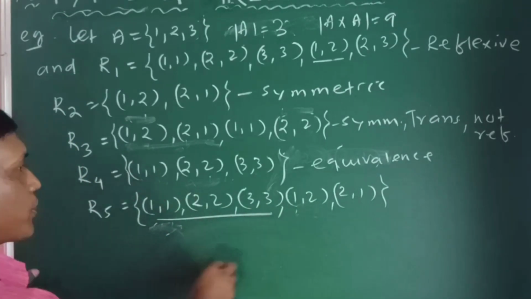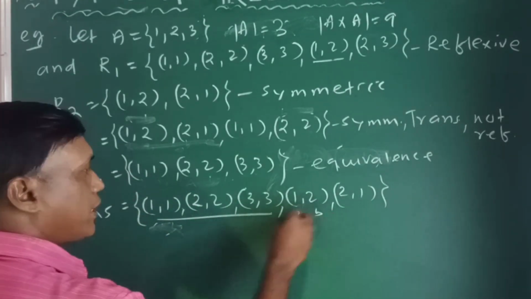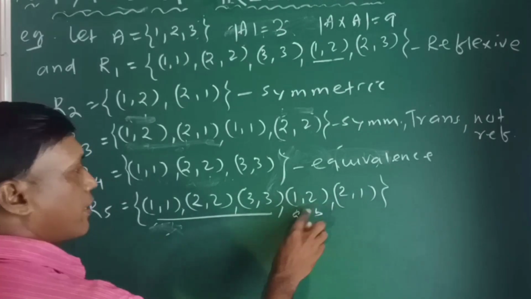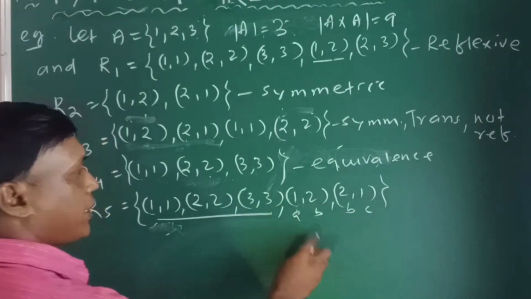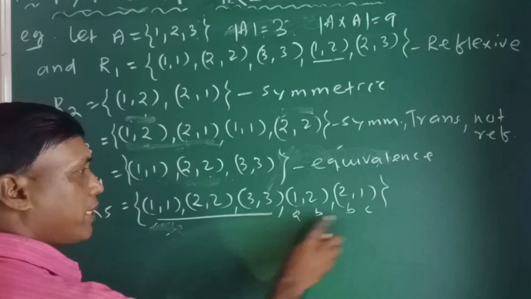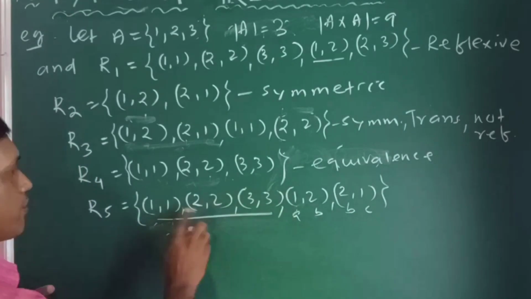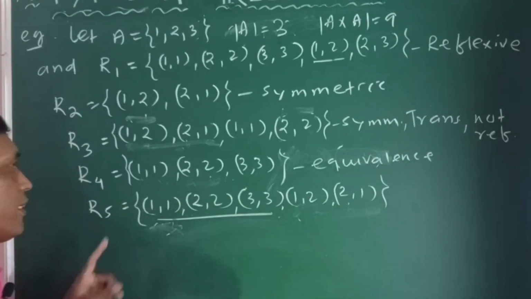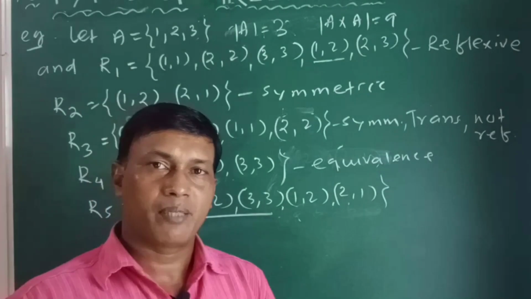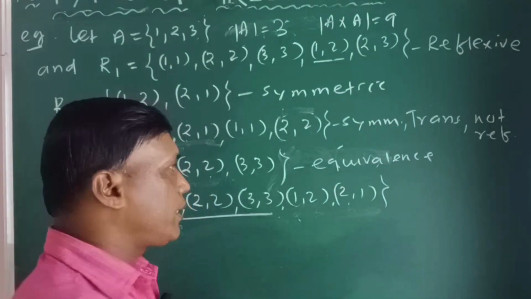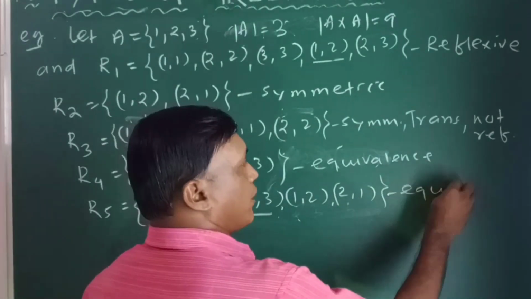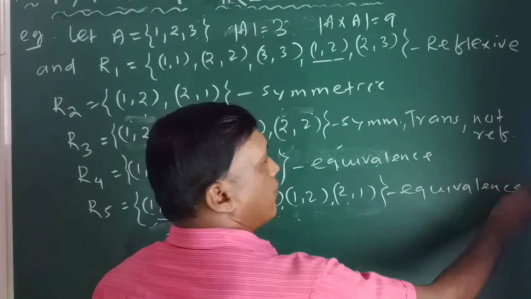Again, suppose this is A, this is B. And A, B, this is B, this is C. A, B, B, C. There must be (A,C). Here is (A,C), (1,1). So this relation is also reflexive, symmetric and transitive. So this is also an equivalence relation.